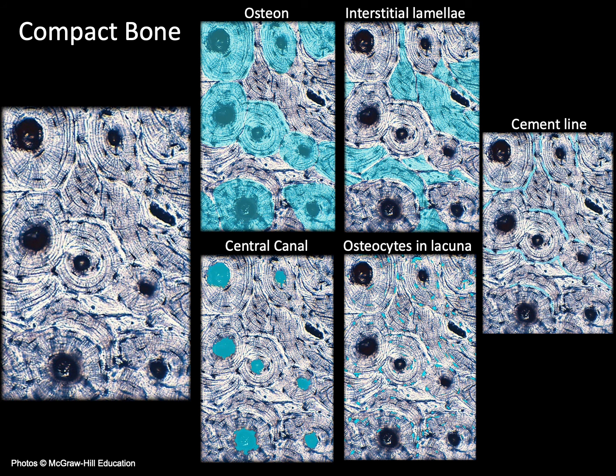So again, with compact bone, you've got the central canal and the osteon. You see they're labeled; those are arranged around the central canal, and then the lamellae are the layers, the onion layers within the osteon.